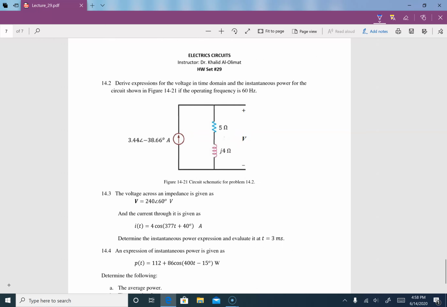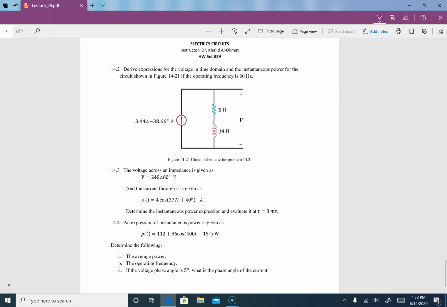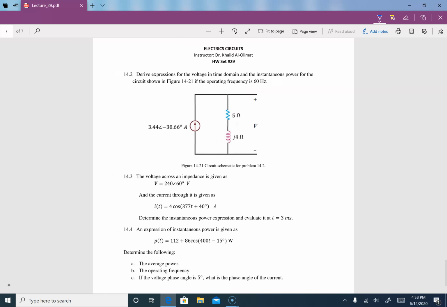And this is the homework set that you need to solve for this lecture. 3 problems, they are simple and straightforward.